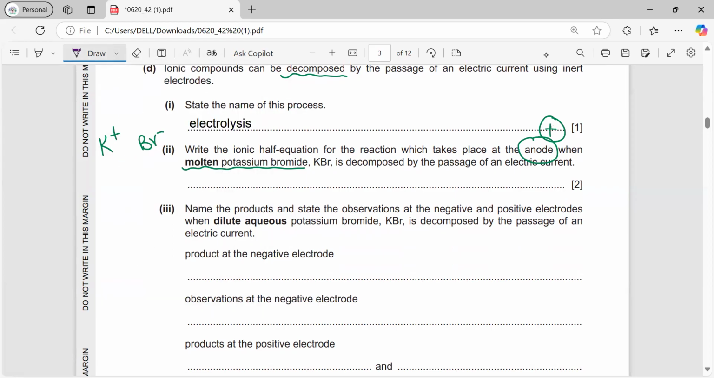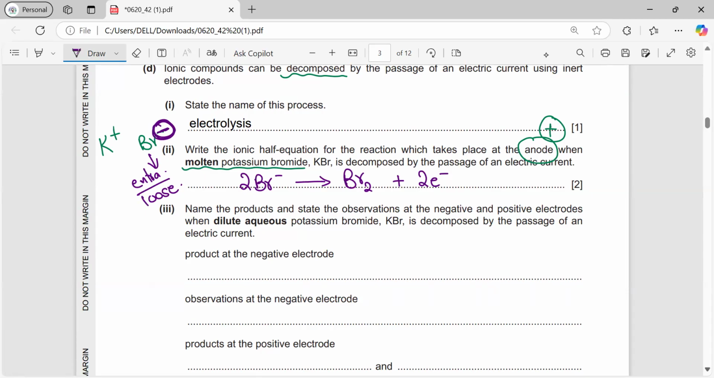It will be 2Br⁻ becomes Br2 after losing 2 electrons. Because negative ions have a negative charge, which means they have extra electrons which they want to lose. So negative ions always lose electrons. So the bromide ion loses 2 electrons to become Br2, as bromine is a diatomic molecule.